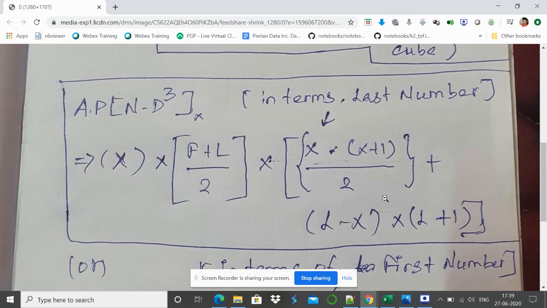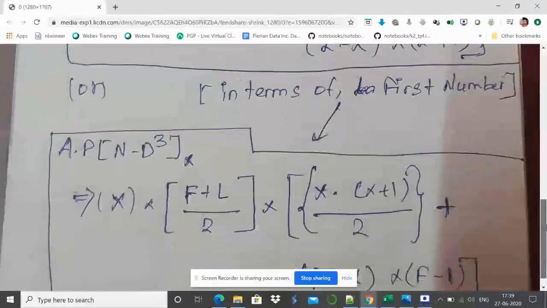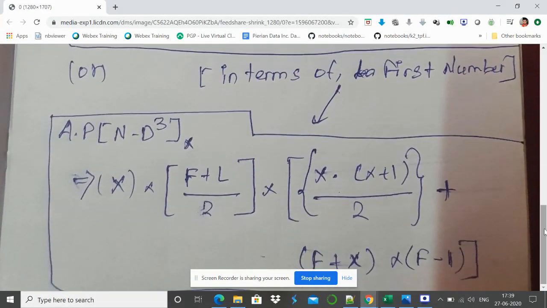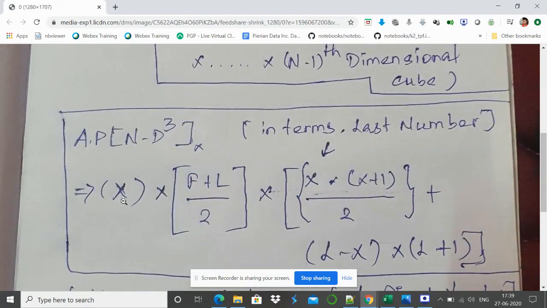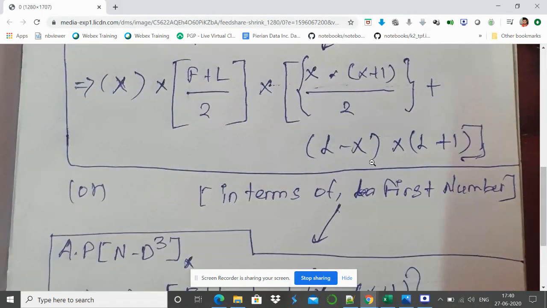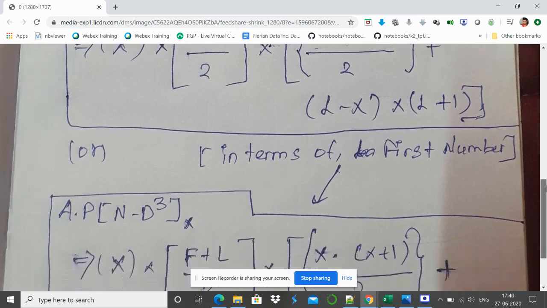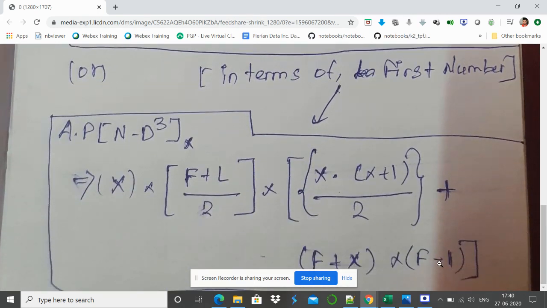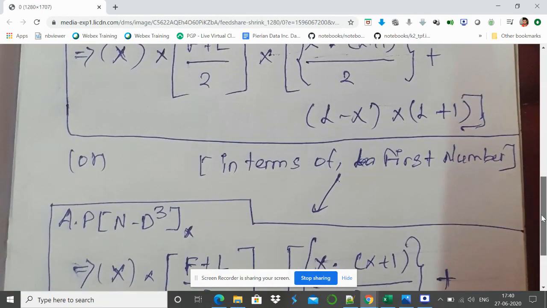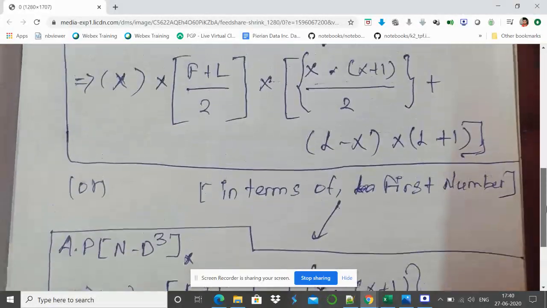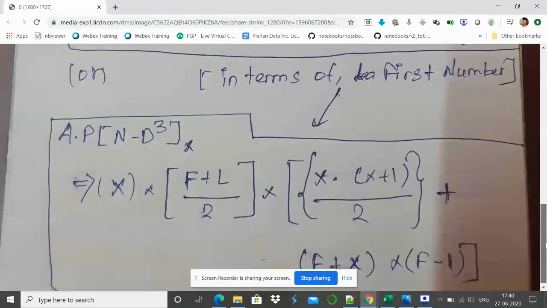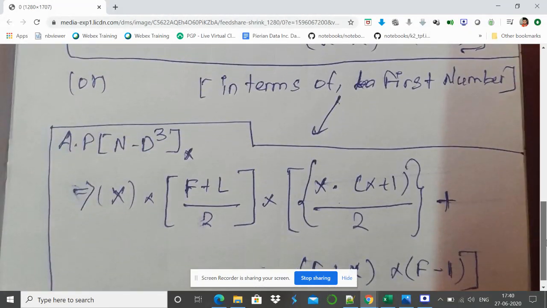If you see, this is the last number and this is the first number. The remaining terms will be similar. x is nothing but the hyperdimensional way. So we have the hyperdimensional, and then first number plus last number, all divided by 2, and x into x plus 1 all divided by 2, plus l minus x into l plus x. For the last number, and if it is the first number, f plus x into f minus 1. So here the plus or minus will change in each place. So l minus x means f plus x, l plus 1 means f minus 1. That is the formula.